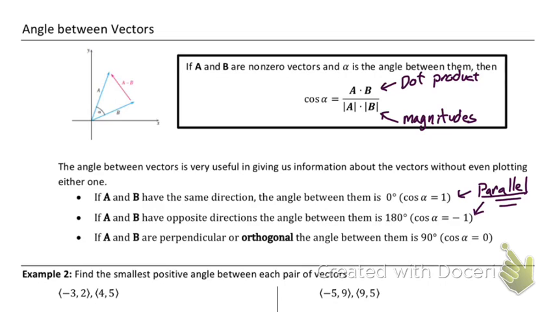So that third one, if cosine alpha equals 0, if I took the cosine inverse of 0, it turns out it's actually equal to 90 degrees. But that third one is going to be the one that's actually perpendicular. So when this equals 1 or negative 1, parallel. When this equals 0, perpendicular.